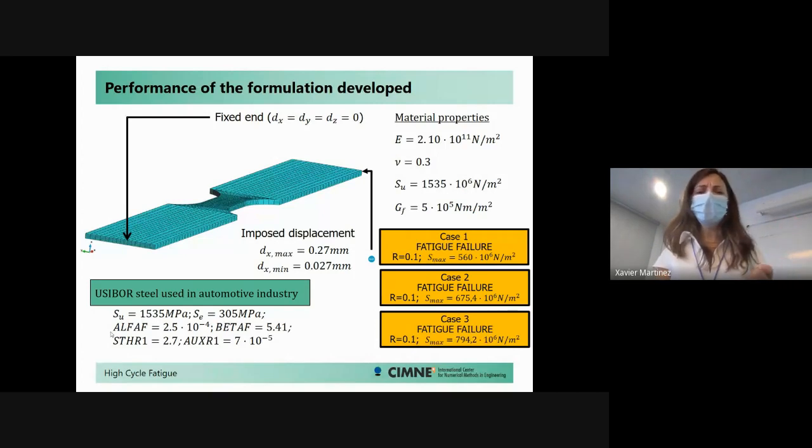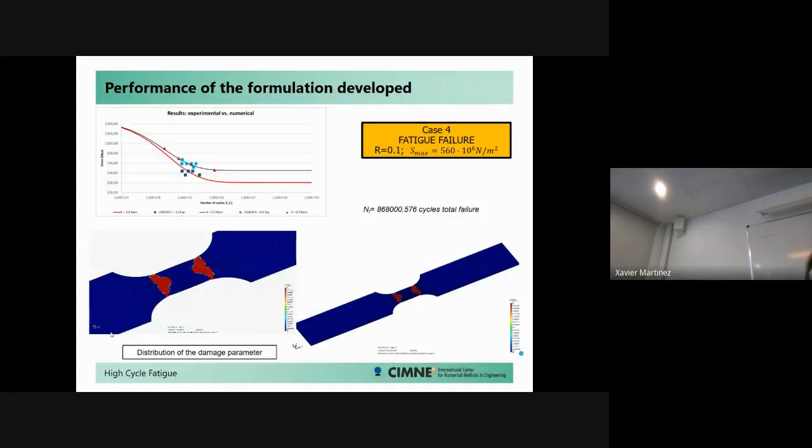I want to show you how the simulation works and what you can see over there. Also, you can see the points we obtained numerically compared with the experimental points in the calibration that we made. Also, quite fragile behavior here, you can see.